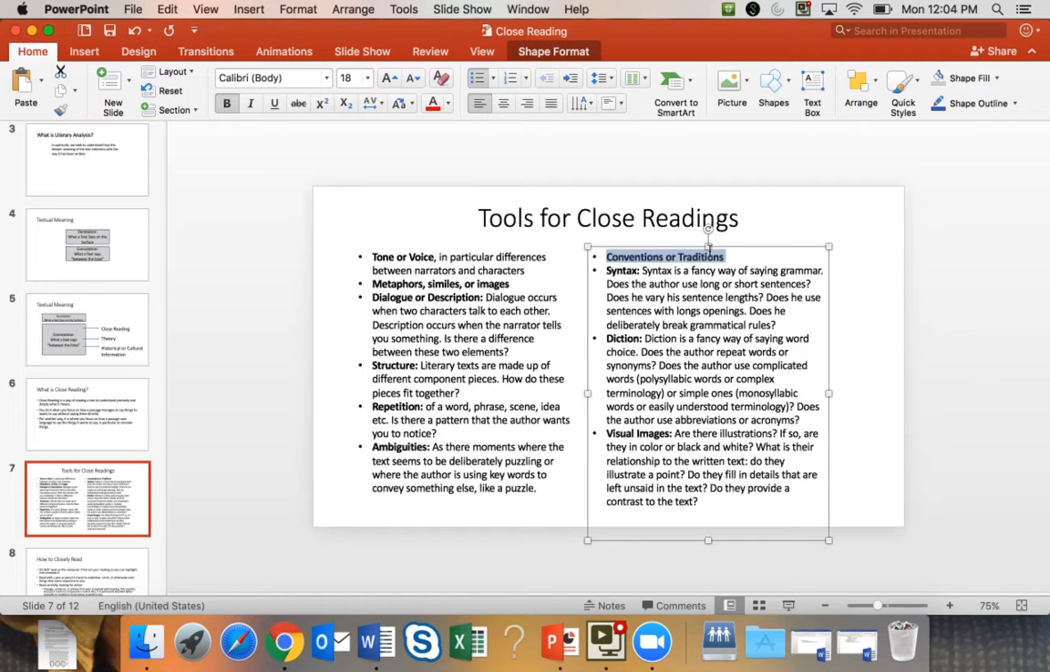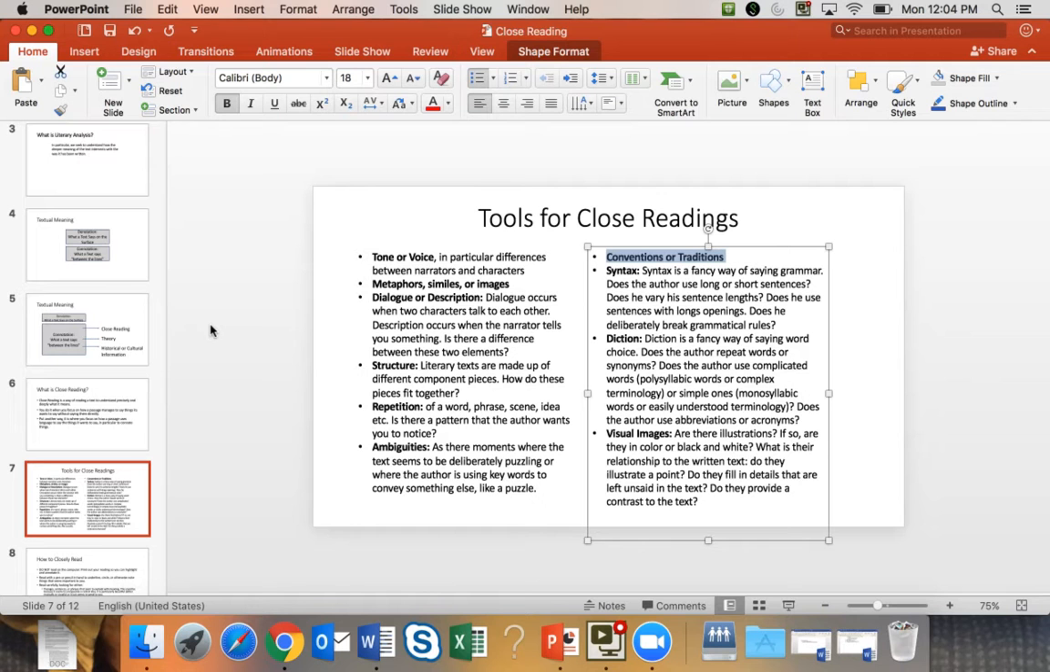And then the final element that you can look at is visual images. We know that some texts are illustrated and some texts are not. So one of the things you can ask yourself is, is this book or is this poem illustrated? If so, are the illustrations in color or are they in black and white? And what's their relationship to the written text? Do these pictures illustrate a specific point the text is making? Do they kind of fill in the blanks? Do they fill in a detail that the text has not provided? Or are they actually meant to contradict the text, to suggest a different reading?